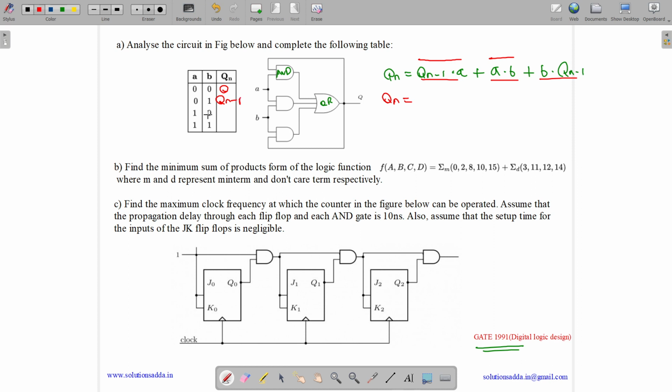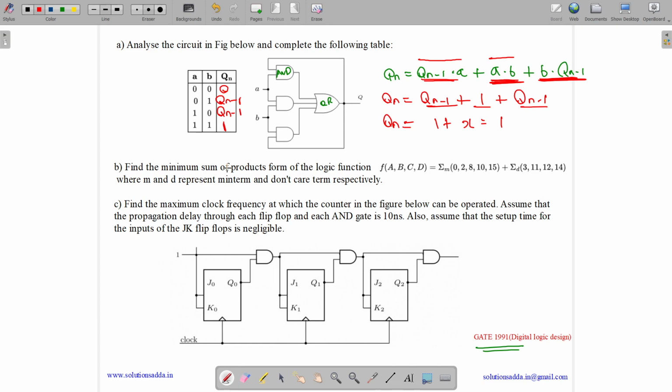Now when A is 1 and B is 0, if B is 0, this term becomes 0 and this term becomes 0. And A is 1, which means this term becomes 1. So Qn equals Qn minus 1. When both are 1, we have this term as well as this term as well as this term. A is 1, so 1 into something is that thing only, plus 1 into 1 is 1, plus 1 into anything is that term only. So Qn equals 1 plus anything, and 1 plus anything is always 1. So we get the answer to be 1. The answer is 0, Qn minus 1, Qn minus 1 and 1.